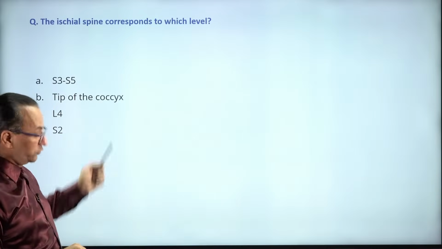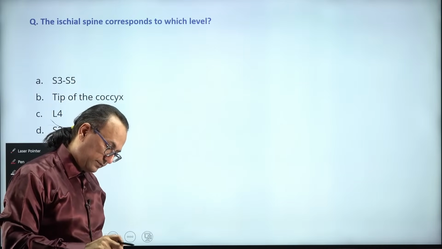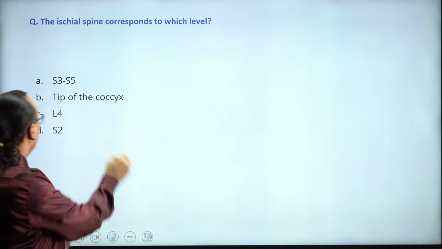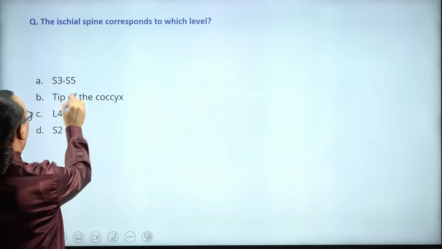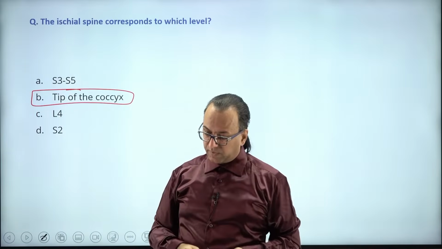Ischial spine corresponds to which level? We already have mentioned that it should be the tip of the coccyx. If not found, you can take your answer as choice number A.